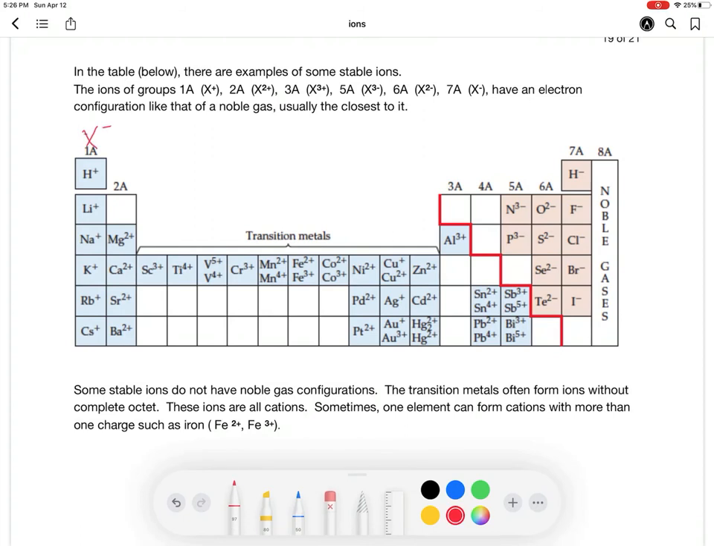This is a kind of summary. Please notice that all elements of group 1, they have 1 plus, 2 plus, 3 plus. When it comes to group 5, it'll be 3 minus, 2 minus, 1 minus. So those are the anions and the cations they tend to form.